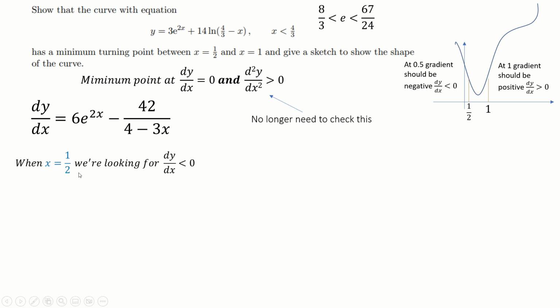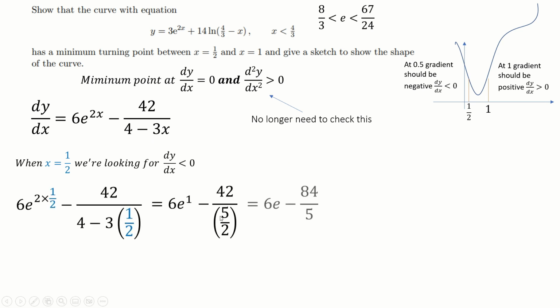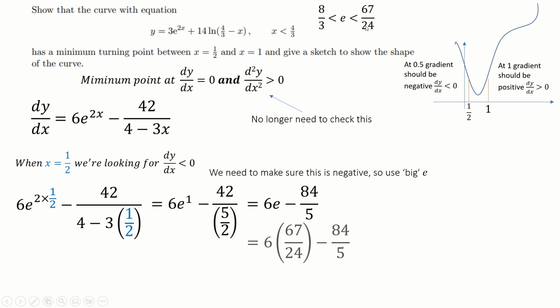So if we put in a half, we can put a half into there not too difficultly. It becomes this, which is this. And now I want to show that's negative, right? So I need to pick the worst case scenario here. Let's choose the biggest possible value of e. I know it's less than 67/24, but I'm going to put that in anyway. And if it's negative for this, it must be negative for the real value of e.